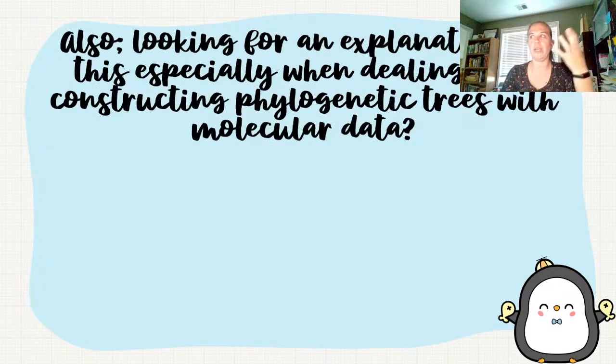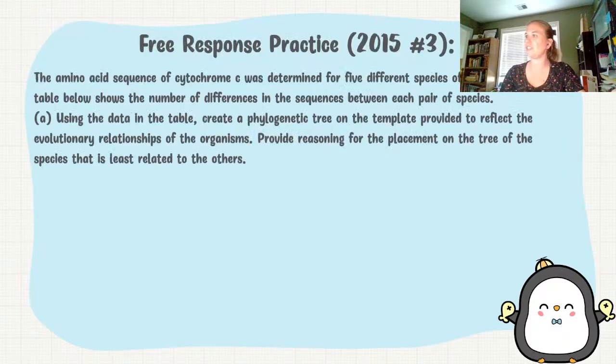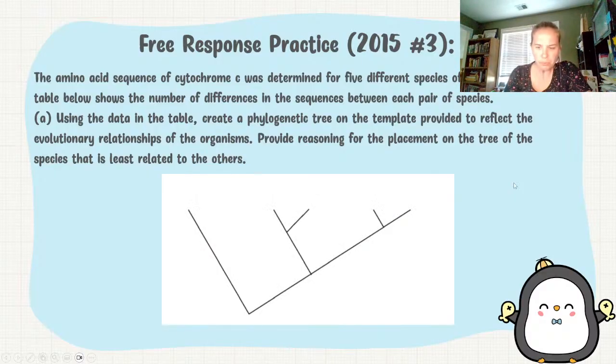So I figured the best way to talk about how you can use molecular data is to do an example of constructing a tree, which I made a cladogram instead because that's what I had access to. So we have the amino acid sequence of cytochrome C in 5 different species of vertebrates. They gave them in a table and then used the table to create a phylogenetic tree on the template. Notice this is an older question, so this is 2015, and so it's slightly different in a way.